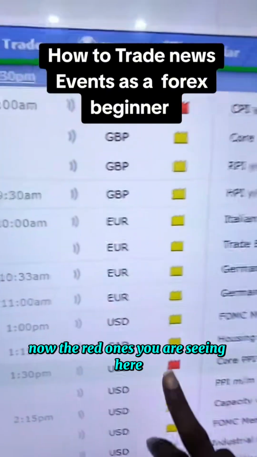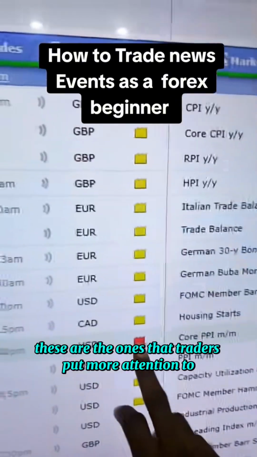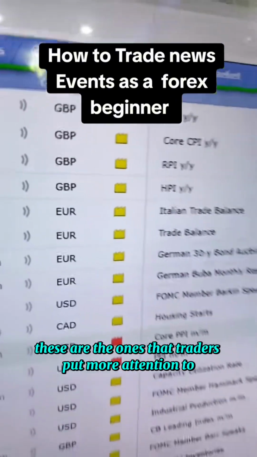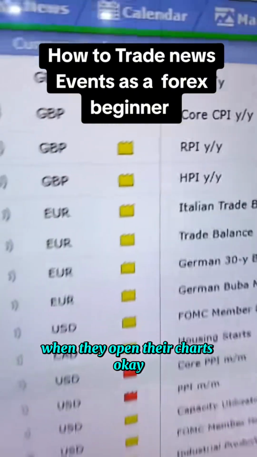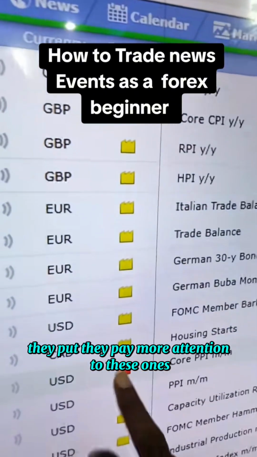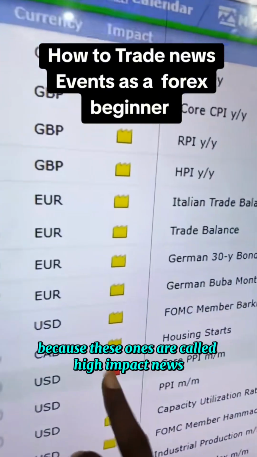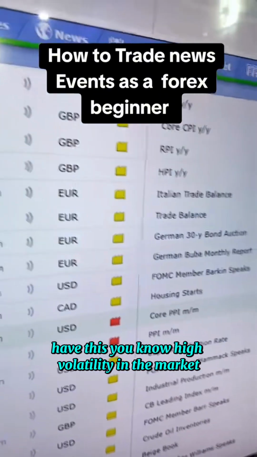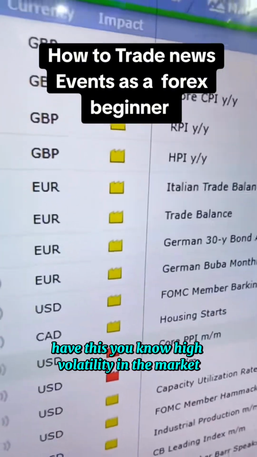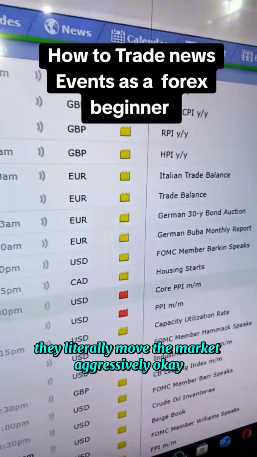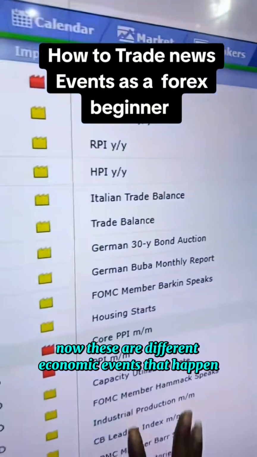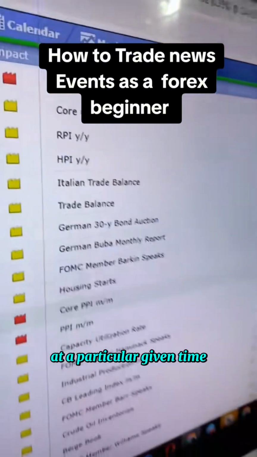Now the red ones you are seeing here are high impact news. These are the ones traders put more attention to when they open their charts, because they have high volatility in the market. They literally move the market aggressively. Now these are different economic events that happen at a particular given time.